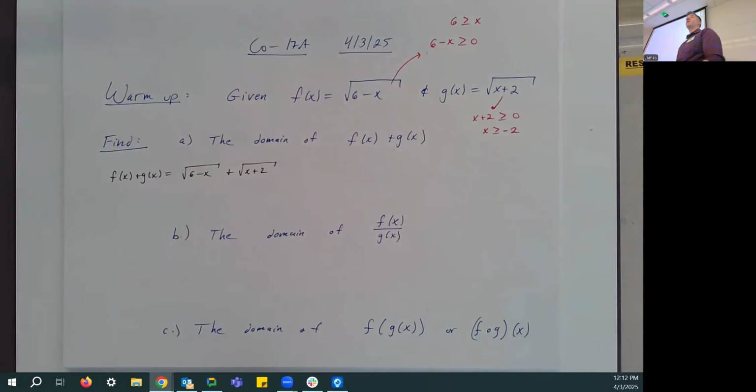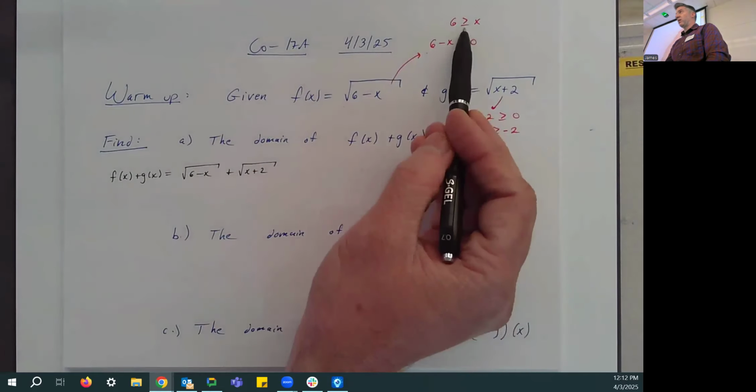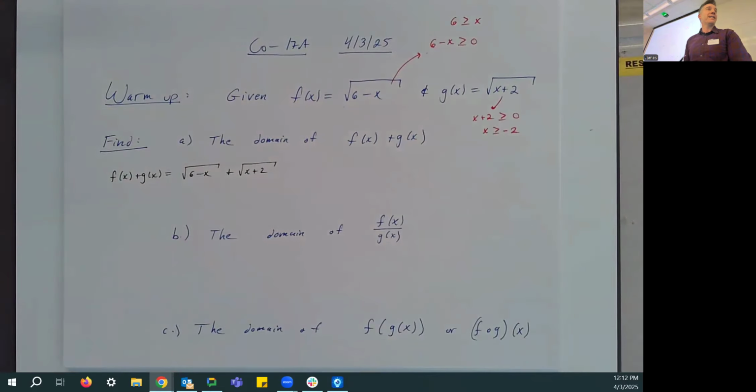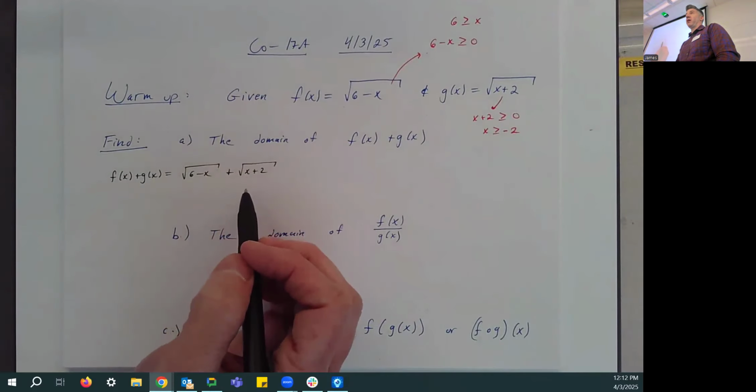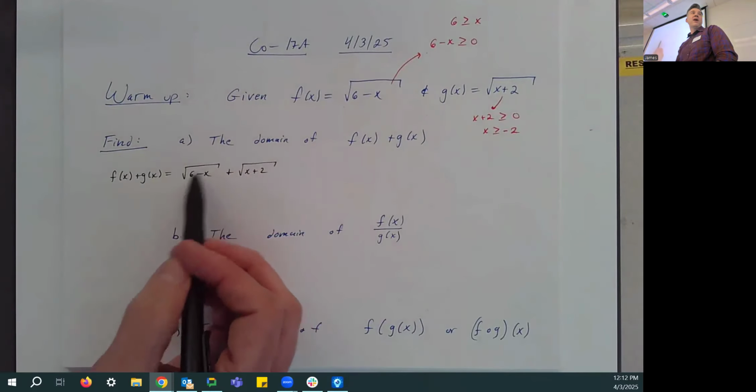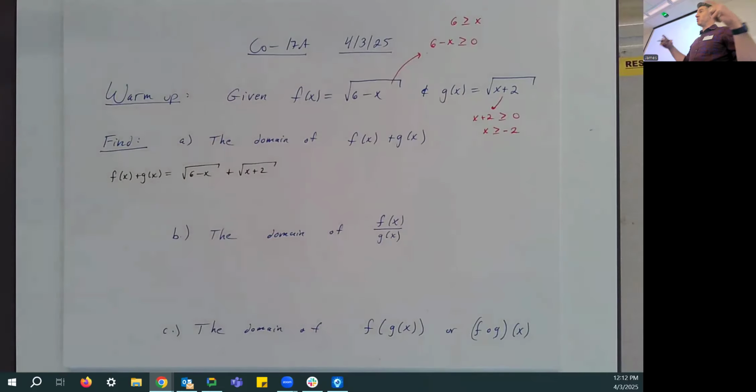Fine. As far as finding the domain, we have to satisfy both things. To be in the domain of this sum of functions, x has to be less than or equal to 6 and bigger than or equal to -2. If we're too negative, like -3, this part here isn't going to be defined. If we're too positive, like +8, this part here is not going to be defined. So we're stuck being in between.